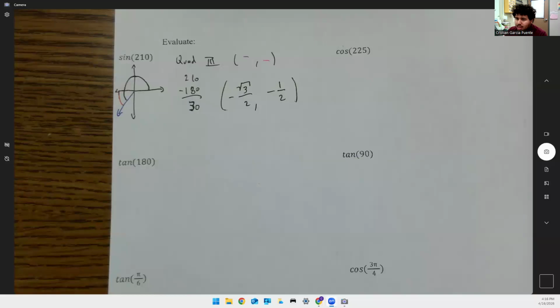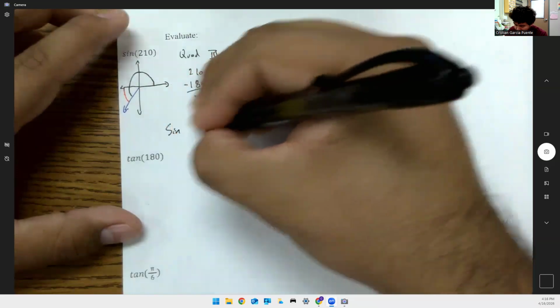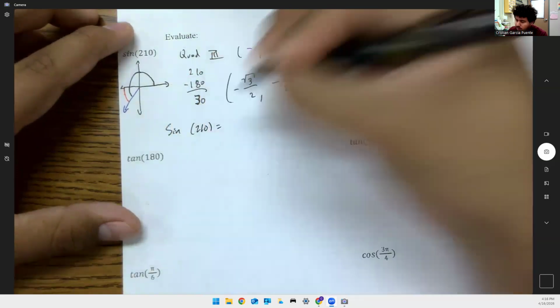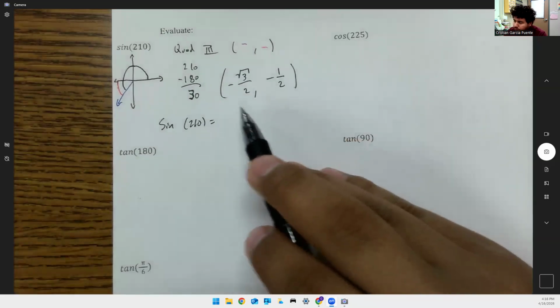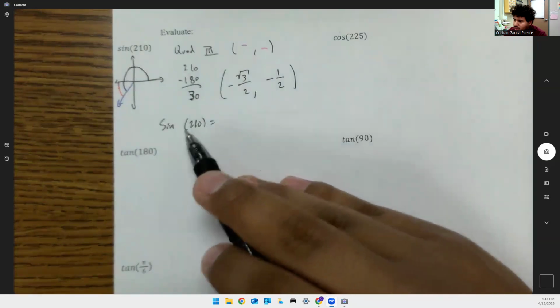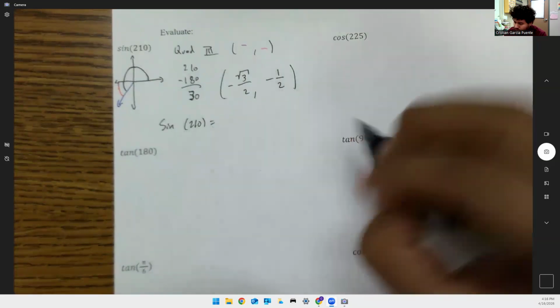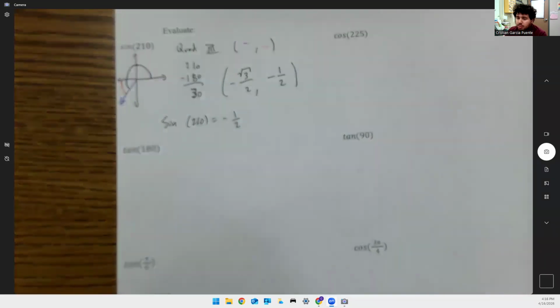Now you have one last step to do. We're finding out what sine of 210 is. Remember, sine is equal to the y. In the coordinate, the first value is x and your second value is y. Since sine is equal to y, your y value here is just negative 1/2. So you just put negative 1/2 and you're done. Super straightforward.